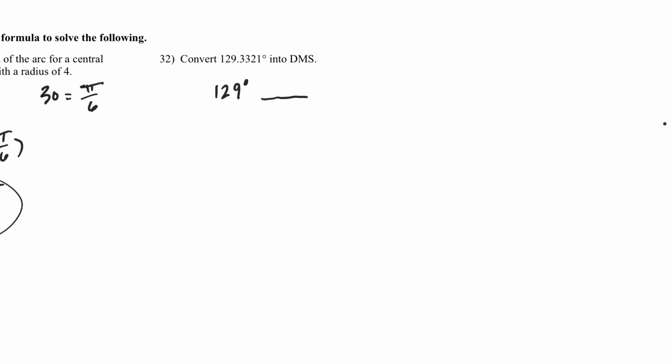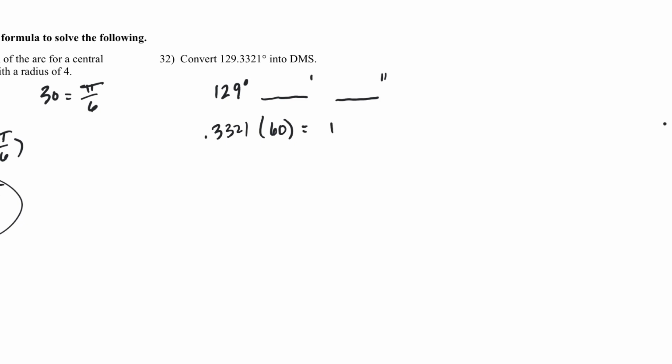What we need to figure out is how many minutes and how many seconds are also here. We know that we're going to take that decimal 0.3321 times 60, because there are 60 minutes in 1 degree. A degree is a lot like an hour, if you want to think of it in terms of time. What is that product?